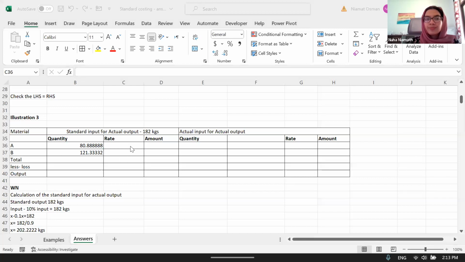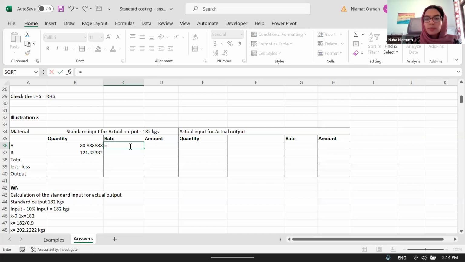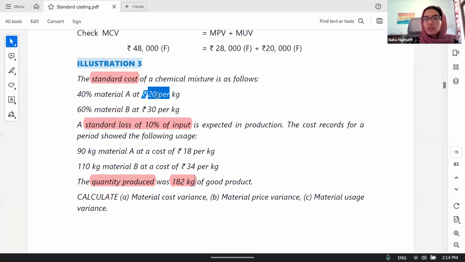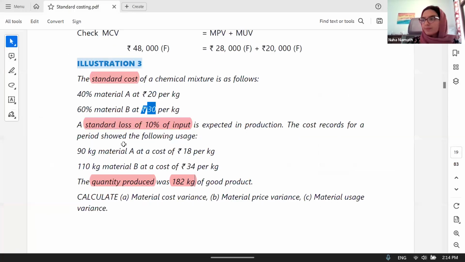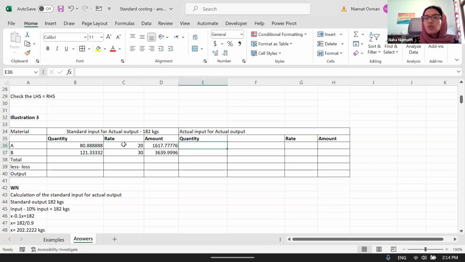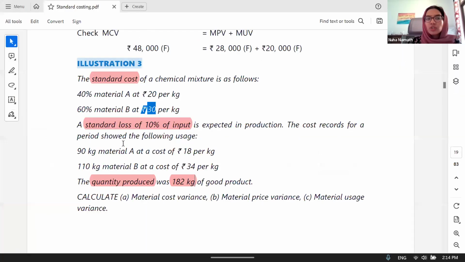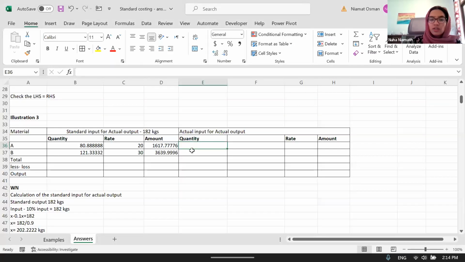Clear. Okay. Now, coming to the rate. What is my rate? It's already given here, 20 per kg and 30 per kg. So keep this as 20 and 30. So what is my standard amount? Quantity into rate, and similarly for B. Okay. Now let's go for the actual input. How much did we actually end up using? Actually, we have used 90 kgs and 110 kgs.